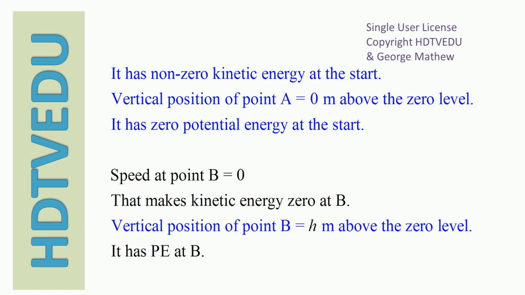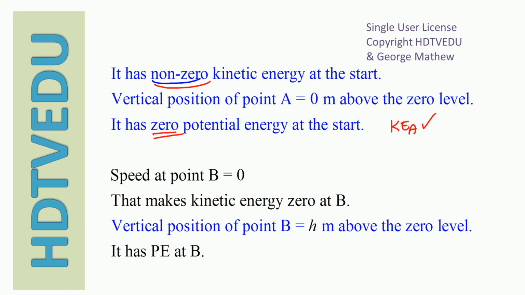The object has non-zero kinetic energy at the start. Vertical position of point A is equal to 0 meters above the 0 level, so it has 0 potential energy at the start. So what is the total mechanical energy at the start? It is just kinetic energy.